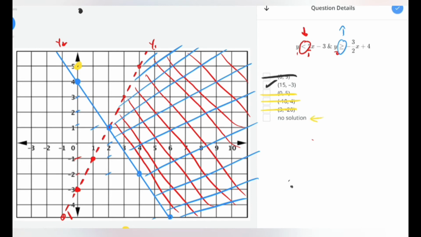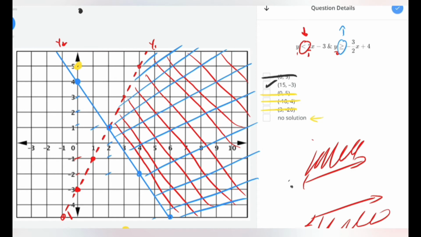Okay. No solution means something like this. Example. No solution means something like this. That shade on top and that shade on the bottom. They don't meet at all. Okay. That's no solution. All right. Either you have a solution or you don't. So if you select something as a solution, that should not be selected. All right. If you select no solution, then none of this should be selected.